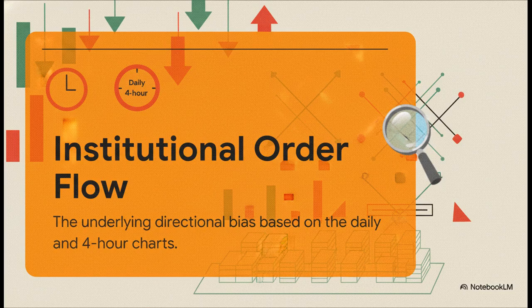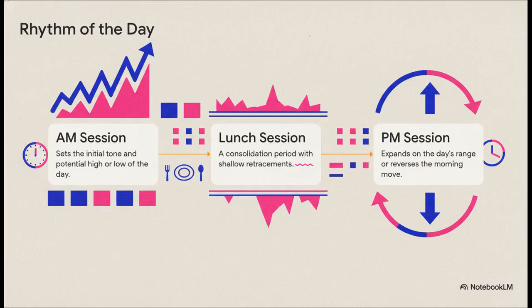You're looking at your daily and 4-hour charts and asking one simple question: are the big institutions buying or are they selling? Answering that one question is absolutely the first step to figuring out what the day might look like. Now, the trading day itself has this really predictable rhythm. You can almost think of it like a 3-act play. Act 1 is the AM session. This is where the initial tone is set, and we often get an early high or low for the day.